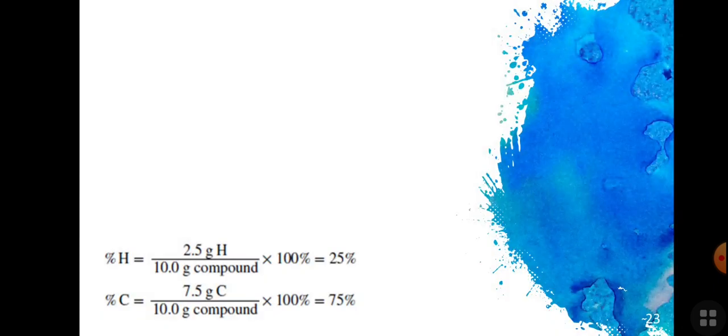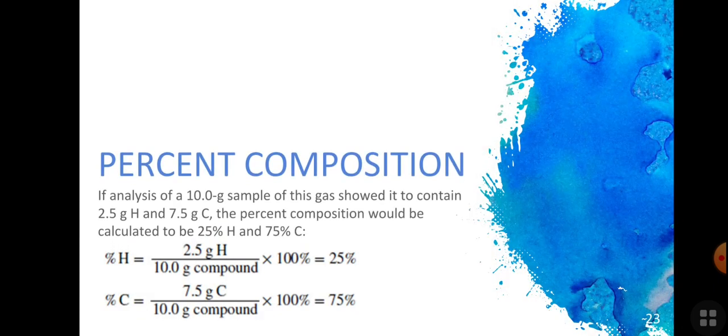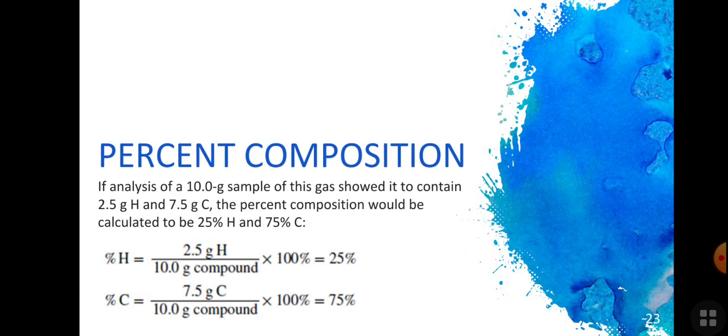That is when the given is the chemical formula. However, if our given are the masses of each compound or each element, then all we need to do is substitute the given values into our formula.